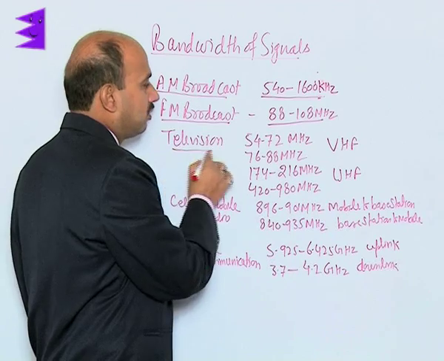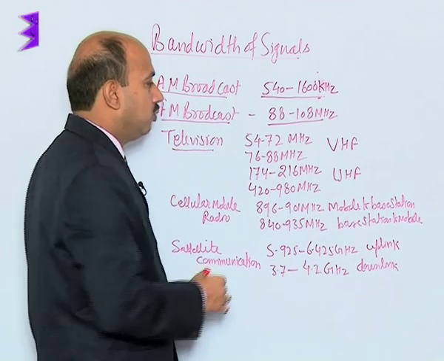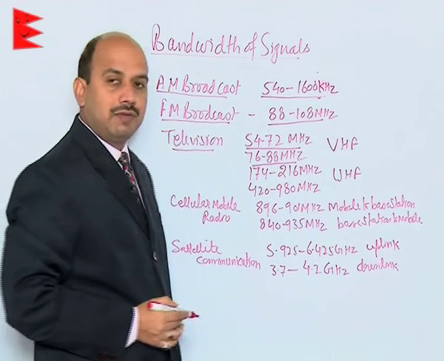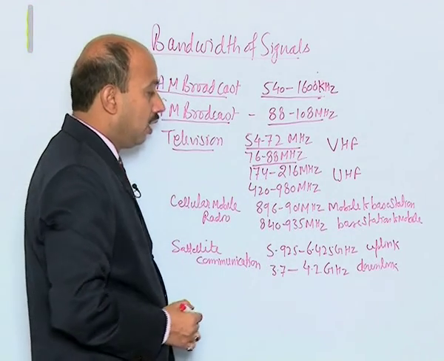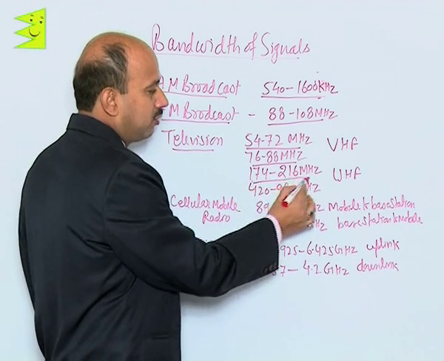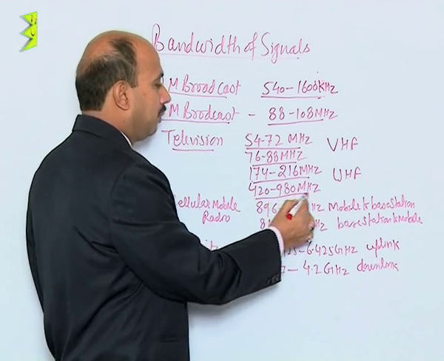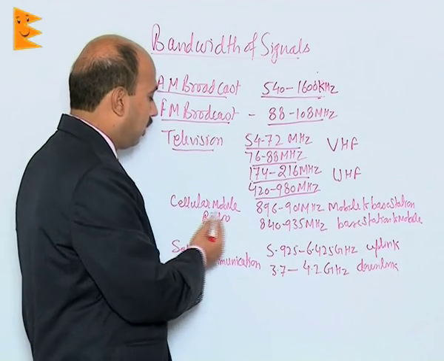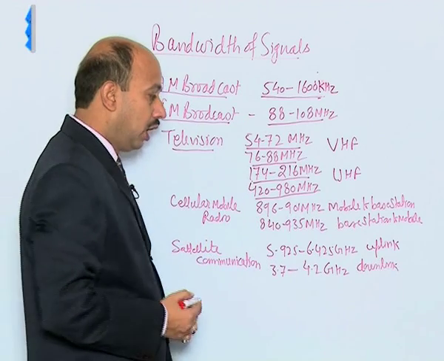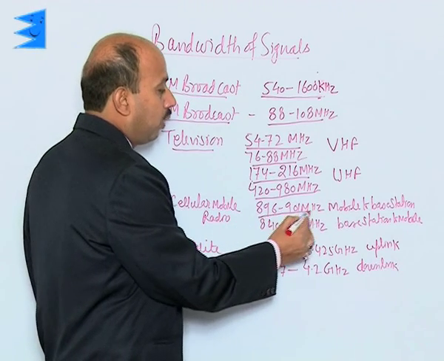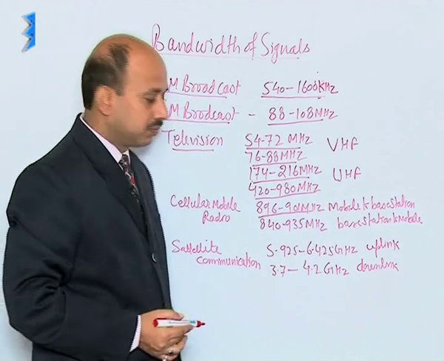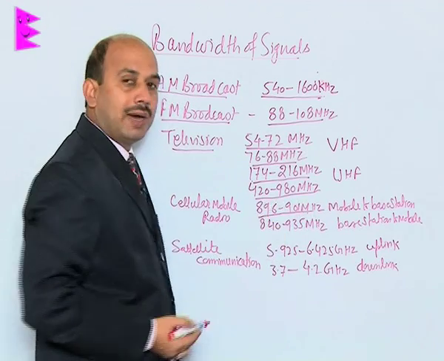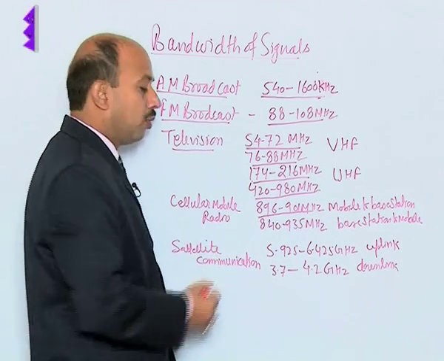If you look at television here, for the television you are using 54 to 72 megahertz and 76 to 88 megahertz for very high frequency TV, and 174 to 216 megahertz and 420 to 980 megahertz, which are used for ultra high frequency TV. Now cellular mobile radio: 896 to 901 megahertz for mobile to base station and 840 to 935 megahertz for base station to mobile. So this is in the case of cellular mobile radio.